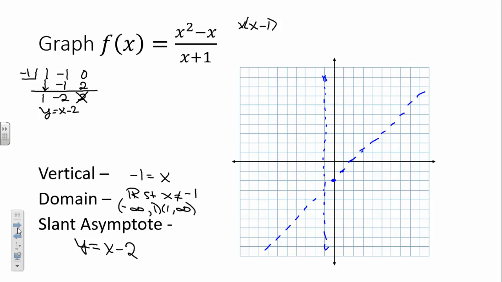So now it's just a matter of plotting a few points. Okay? So when we're plotting our points, 0 is usually a good one to try, right? So f of 0, 0 over anything is always 0. So 0, 0. Graph it with a black pen. Now let's try another one. What other number you want to try? 1. So f of 1. 1 squared minus 1. Oh, guess what? We also get a 0, don't we? So it's doing some kind of a little curve here, right?